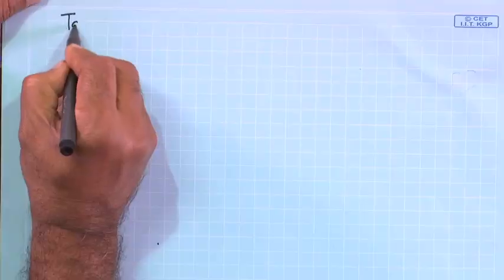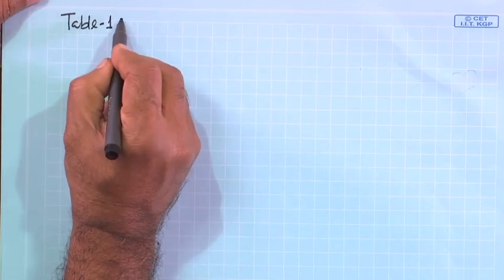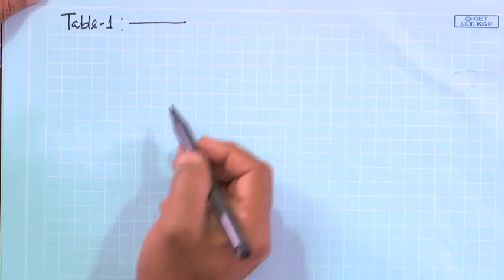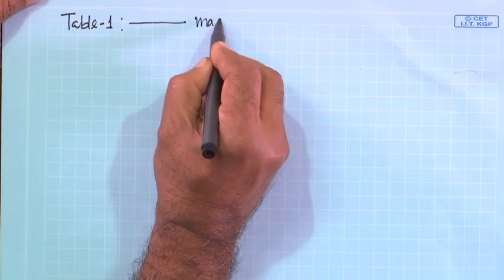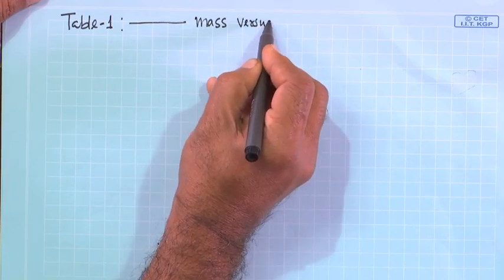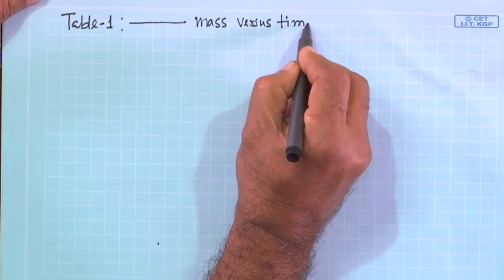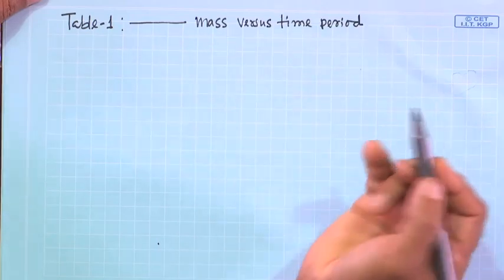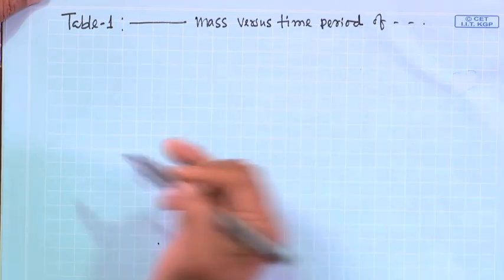So, as I told, I will discuss later, when I do the experiment, how to note down the data when you are doing the experiment. I think this is the simplest experiment, and one table is enough to note down all this data. So, I will write table 1. In table 1 you should give a heading. So, basically, mass versus time period of the spring mass system, this can be there.